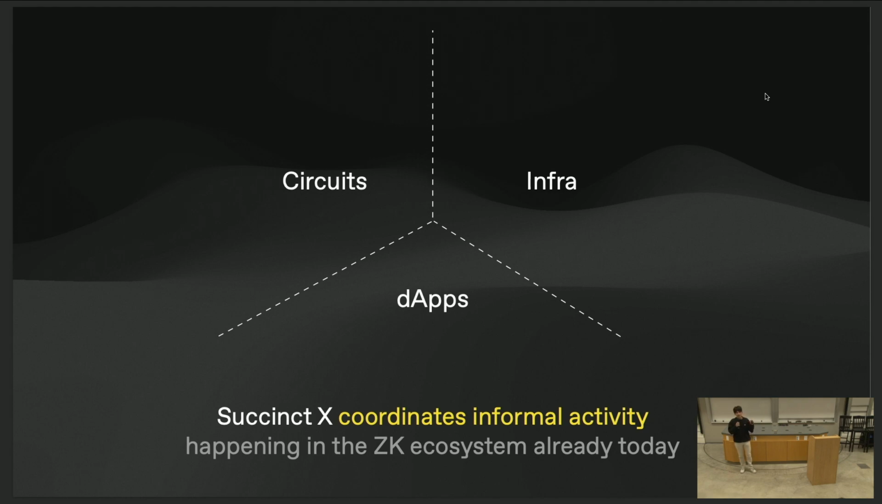So to zoom out a bit on these three things, I really want you guys to realize that what Succinct X is building is sort of a coordination layer that coordinates informal activity that already happens in the ZK ecosystem today, right? The circuit developers already build proving infrastructure. The dApps already coordinate with the circuit developers on Slack and Telegram over the apps they want to build. And essentially what we're trying to build is standard and interoperability layers so that all these parties can communicate with each other and work more seamlessly.